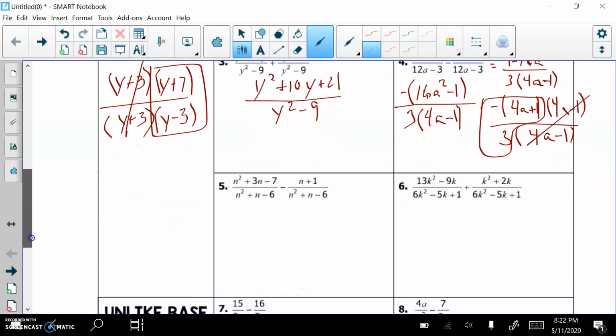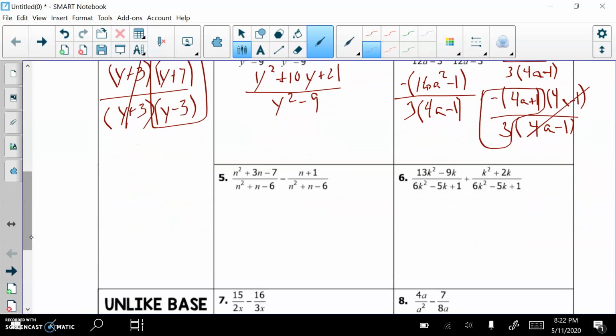Okay. Next. We've got a subtraction. All right. So we still want to think that. So n squared minus, there's nothing over there, n squared. 3n minus n is plus 2n. Negative 7 minus 1 is negative 8. And that's over n squared plus n minus 6.